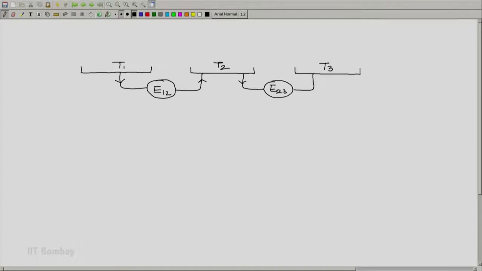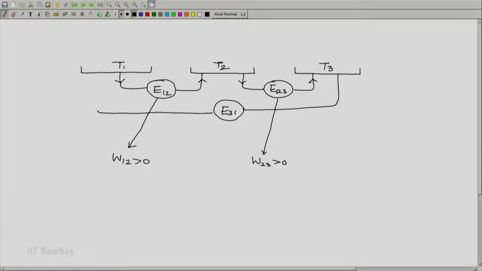E23 working between T2 and T3. Here also we have W23 greater than 0. Now, our option B said that we have an engine E31 working between T3 and T1 such that it absorbs heat from the reservoir at T3 and rejects it to the reservoir at T1 and produces a positive amount of work W31 greater than 0.